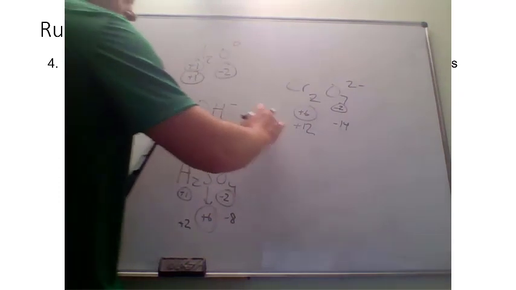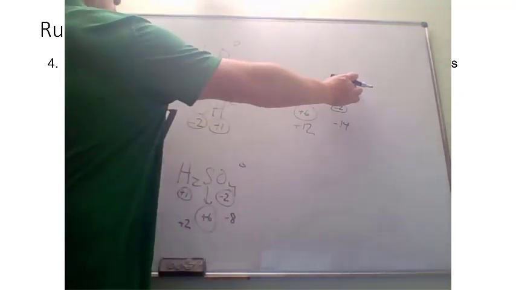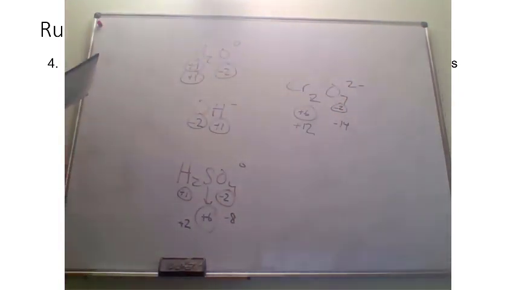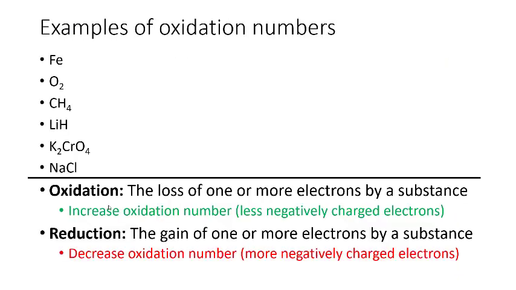Okay, so because the summation of all of our oxidation numbers has to equal the overall charge on our molecule or our ion. Okay, so take a moment here to work through these different examples and assign oxidation numbers to each of the following compounds.